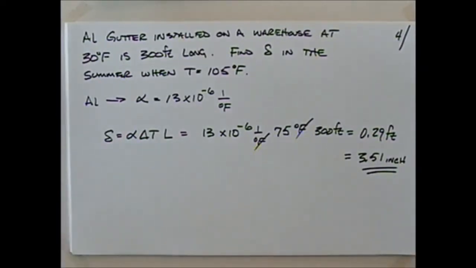Okay, that changes quite a bit. 3.5 inches. So is this contrived? Let's see. Do we have aluminum gutters? Yeah, aluminum gutters are nice because they don't tend to rust out very much. So we definitely have aluminum gutters. Ever put gutters on at 30 degrees?